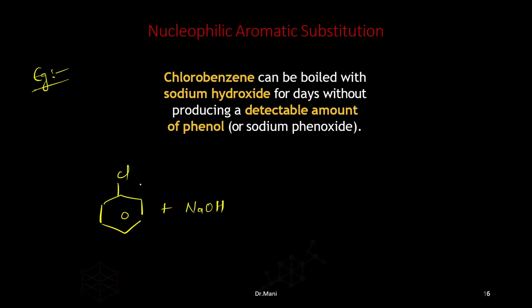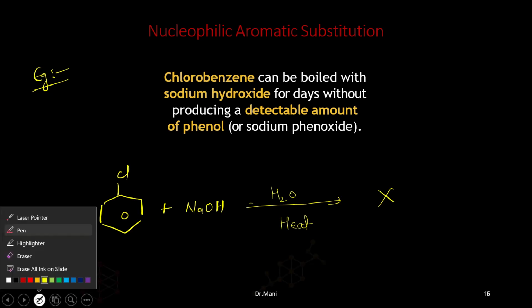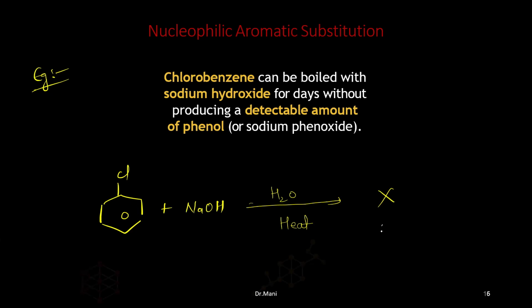So what is happening here? When you react this aryl halide, chlorobenzene, with NaOH in the presence of water and heat, it is not producing any product. There is no detectable amount of phenol, so no phenol is produced here. So there is no substitution happening here. Remember this: there is no substitution. Did you understand what this example says? Any doubts?